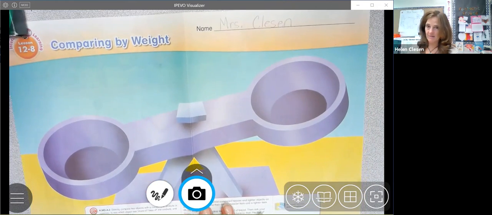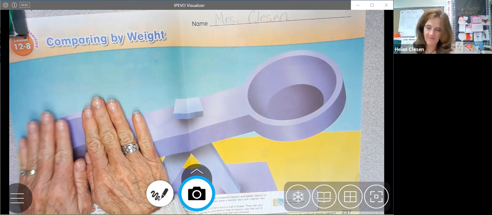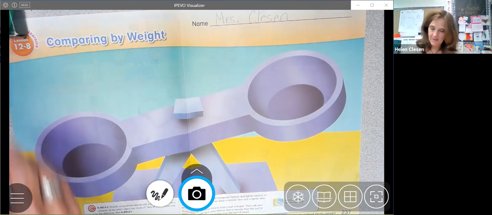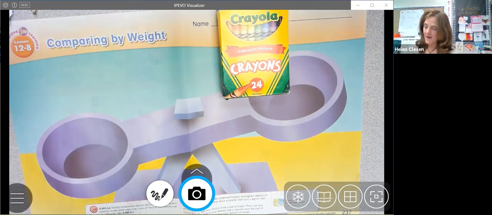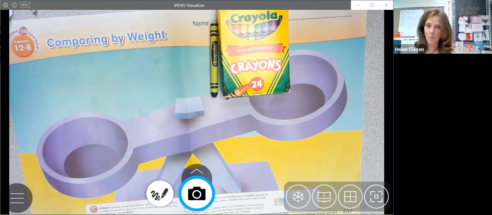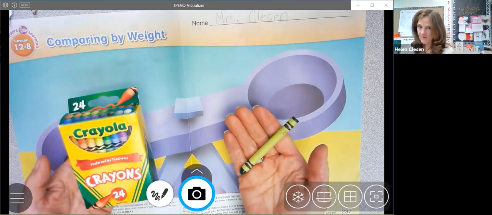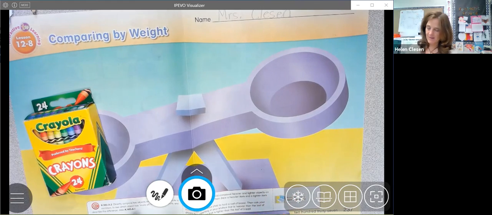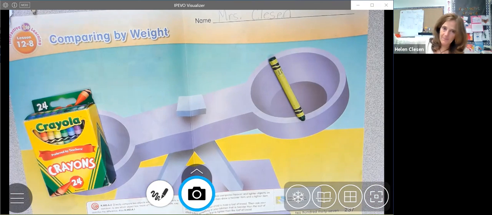So here's a scale. You could play this game at home. Because this side is down, it means the heavy object goes here. This side is up, it means the lighter object goes there. So I'm going to play the game twice with you. You can play it at home with somebody. I have a box of crayons and I have 1 crayon. So which one would I put in? Which one is heavier? This full box of crayons is heavier. So my scale goes down, pushes it down, and this crayon would go up. So this is the heavy side, this is the lighter side.